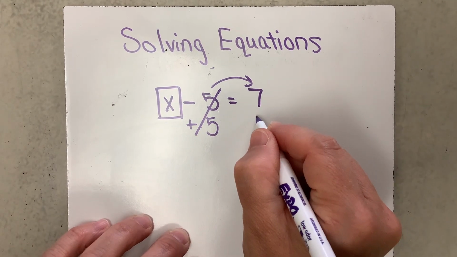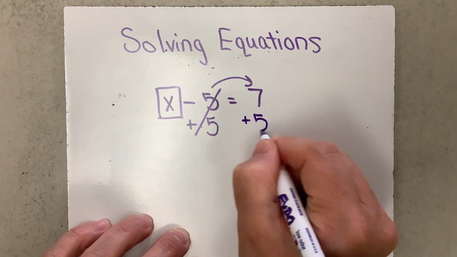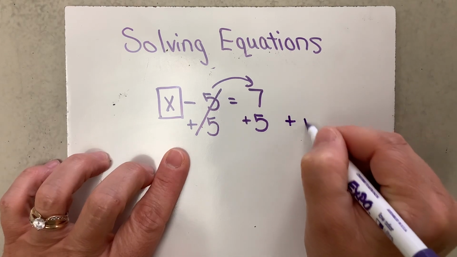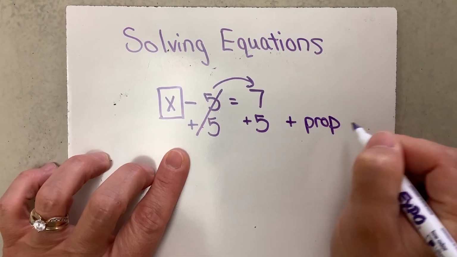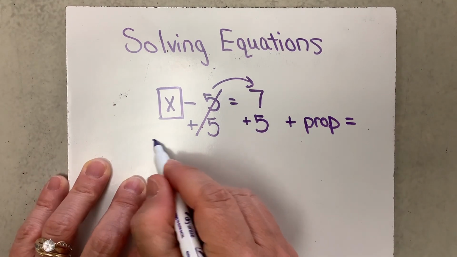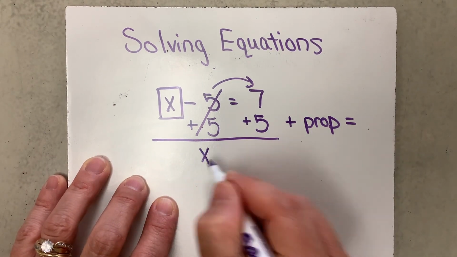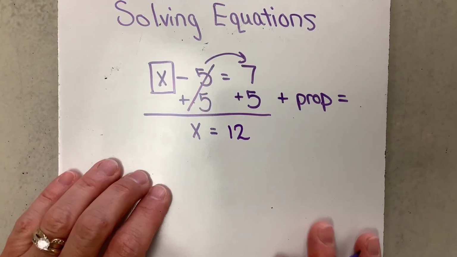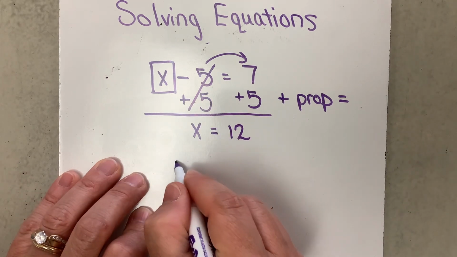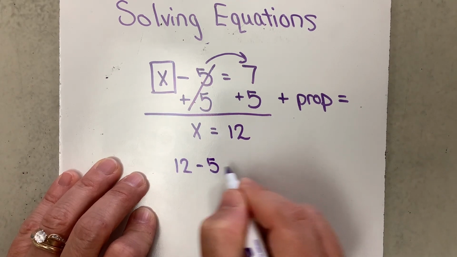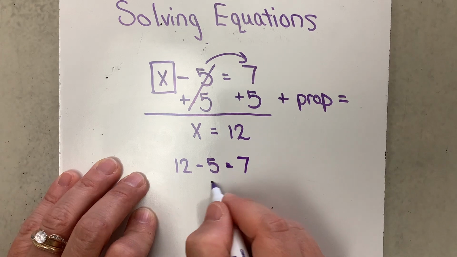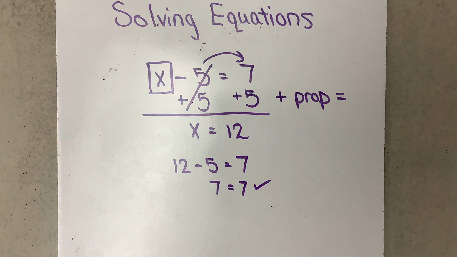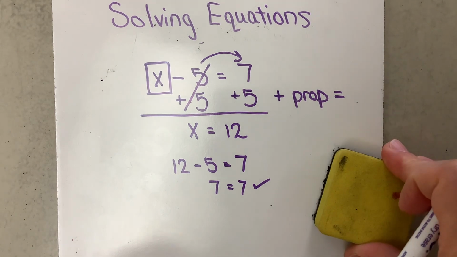Now, by the properties of equality, whatever I do to one side, I have to do to the other. So I've just used the addition property of equality. Okay. When I do that, I'm left with x equals 7 plus 5, which is 12. Again, we can now plug the 12 in for the x, so 12 minus 5 equals 7, and 12 minus 5 is 7, so that is correct. So we are undoing, we are using the inverse.